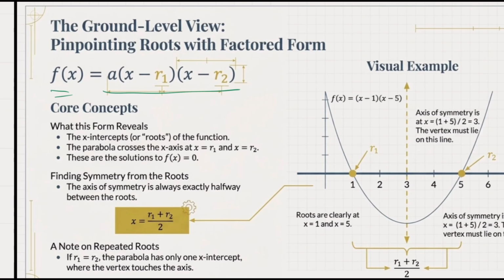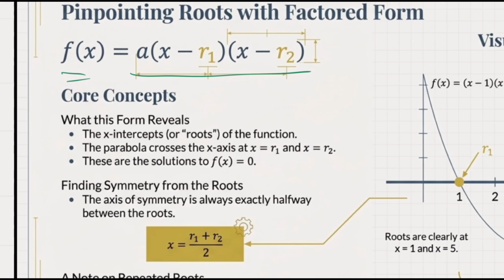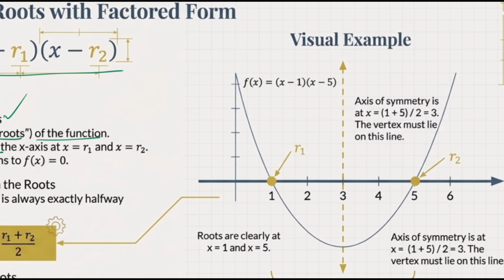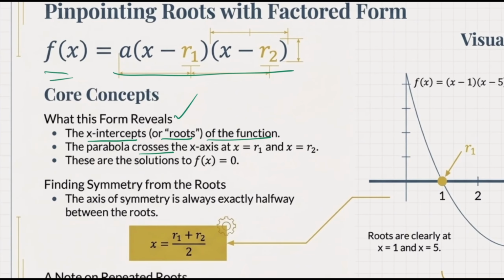So we have to convert it to this form, a times x minus r1 times x minus r2. So what does this form reveal? This form reveals the x-intercepts or roots of the function. The parabola, meaning the whole graph itself, crosses the x-axis at x equals r1 and x equals r2, and these are the solutions for f of x equals 0.